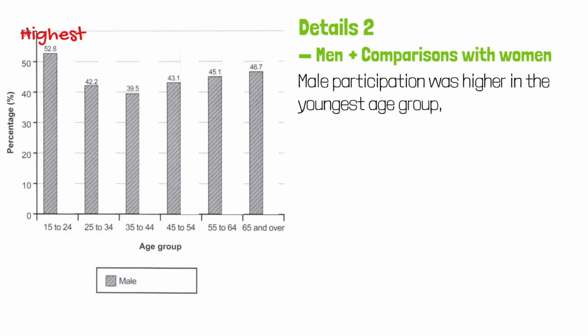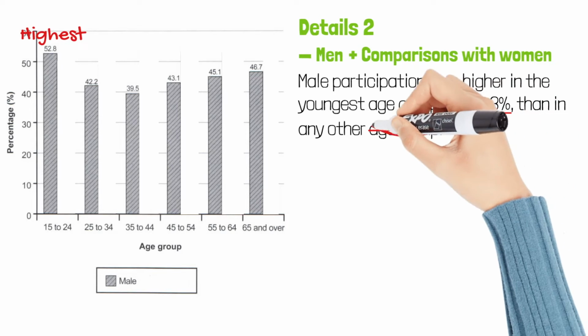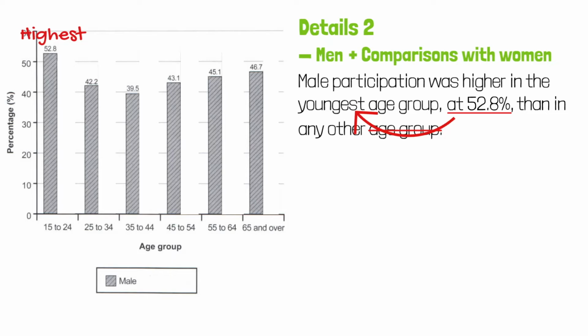Male participation was higher in the youngest age group at 52.8% than in any other. Here, we don't need to repeat age group. We don't need to say any other age group. Any other is clear enough. Also, better put the number here, not at the end of the sentence, because this number is modifying the youngest age group, not the other age groups.